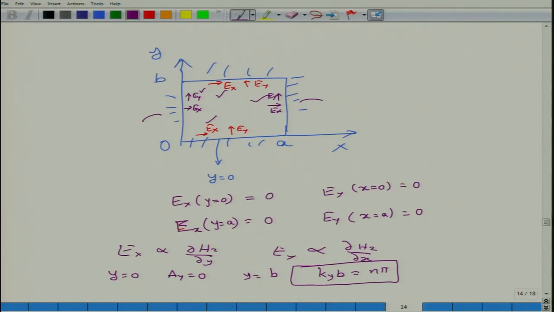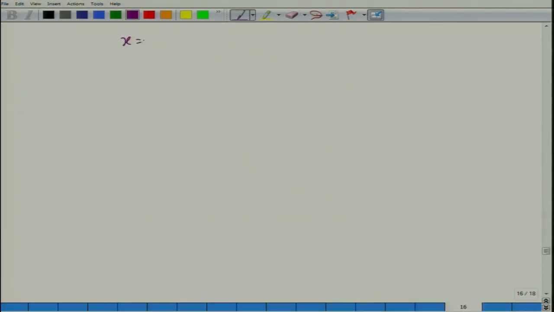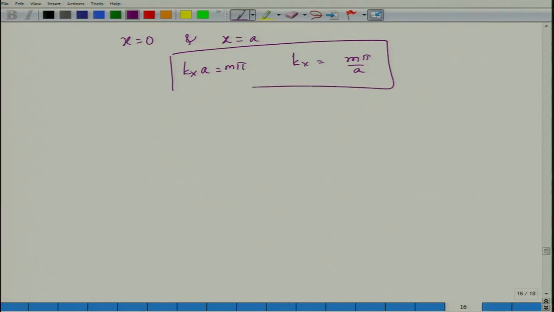So there will be Ky b equal to n pi, which gives you the value of Ky as n pi by b. Similarly, if you apply the boundary condition at x equal to 0 and x equal to a, you will find Kx a equal to some integer multiple of pi, so that Kx itself is equal to m pi by a. These values are now known because a is known, pi is known, and m and n are in your control. The mode that I mentioned, TE10, is obtained by putting m equal to 1 and n equal to 0.